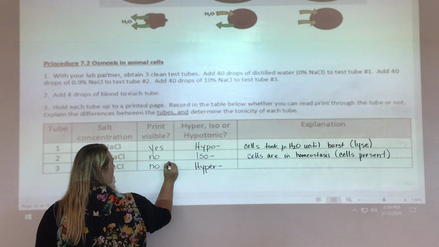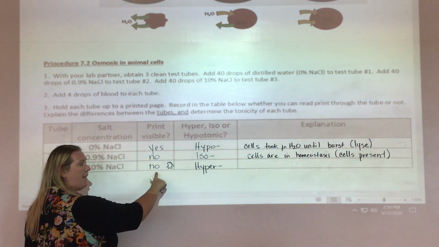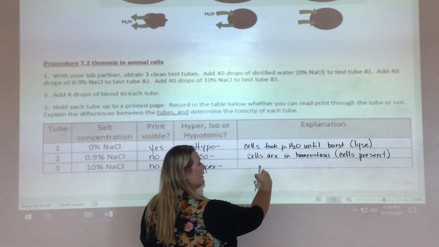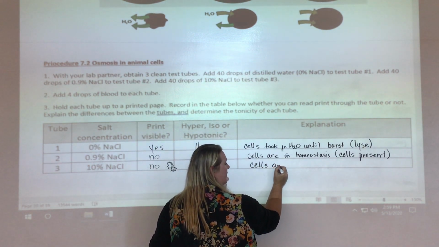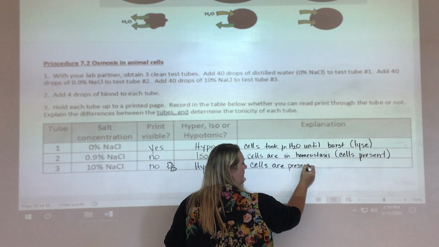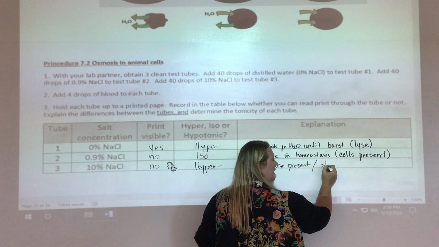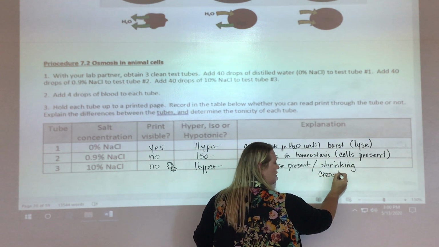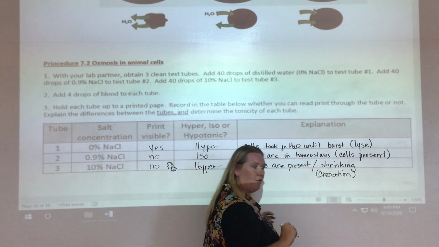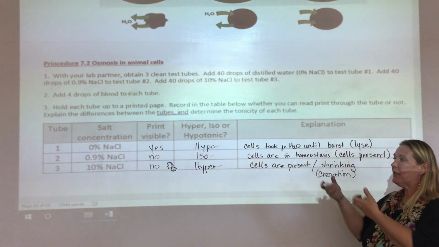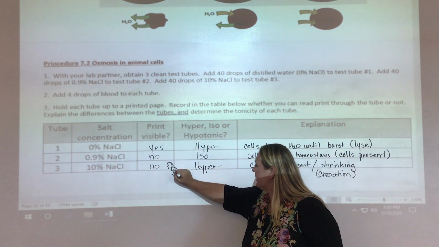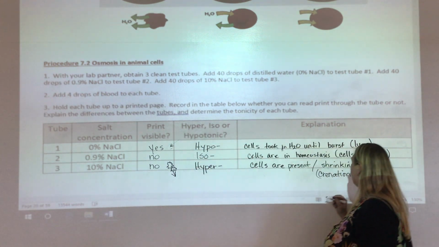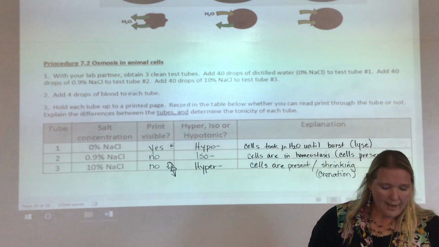Kind of pointy, right? But they were still there, and they were kind of clumping together, right? This one was a darker red. And so the cells are still there, cells are present, but they are shrinking. Okay, I think it's crenation, okay, is the word for shrinking, okay? Where they're losing water. Water is leaving that cell. Where here, water went into that cell until it burst. Okay? They're shrinking.